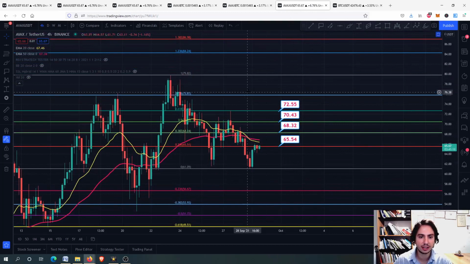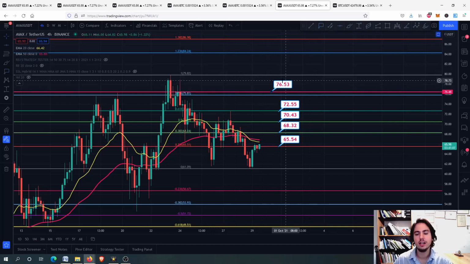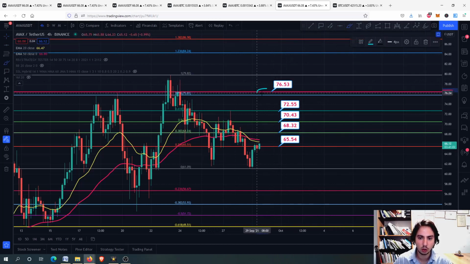I would say that you can go in once we get above and close above, not only get above but close above the 76.53 on the 4-hour frame. So the candlestick has to close above this area right here. So yes, you can get in afterwards, then you minimize the risk.